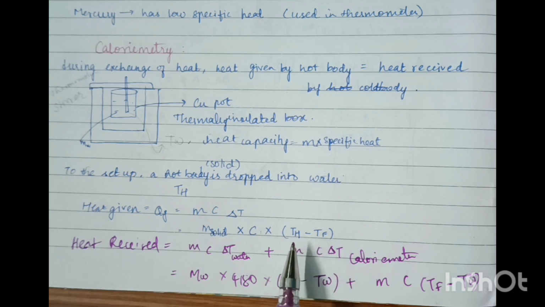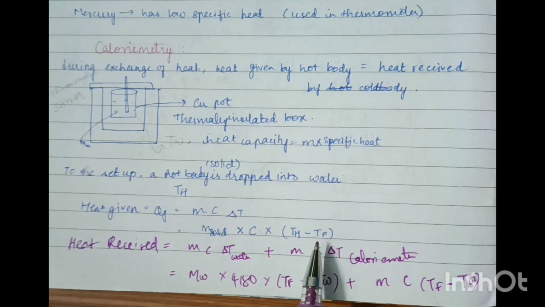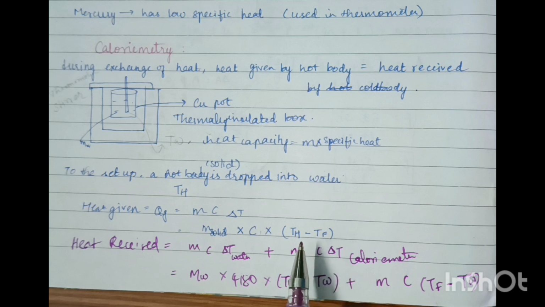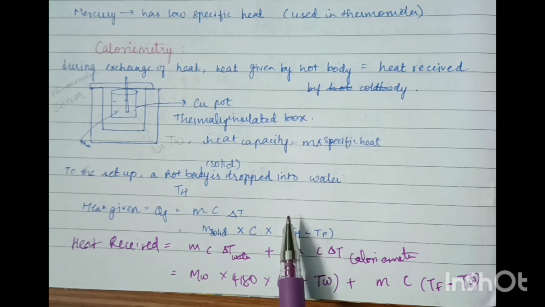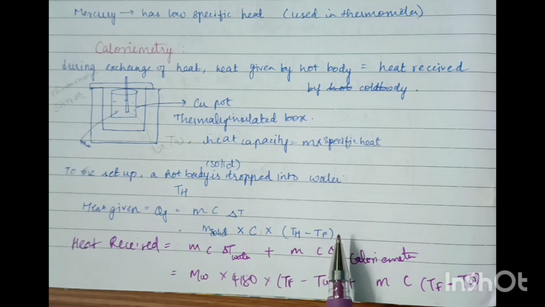So you can see TH is the initial temperature of the hot body, and final temperature it has attained. So here you can just remember the higher temperature minus lower temperature, because it is easy to remember. So if initially the ball is at 45 degrees Celsius and the final temperature is becoming 10 degrees Celsius, then it is higher temperature minus lower temperature, TH minus TF. So please remember it like that.